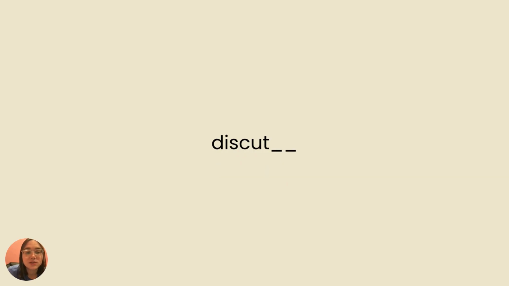Discut. AR, ER, or IR, and what does it mean? Discutir. It's an IR verb. It means to discuss. Abr. What does it mean? And is it, you guessed it, an AR, an ER, or an IR verb? 3, 2, 1. Abrir. It means to open.